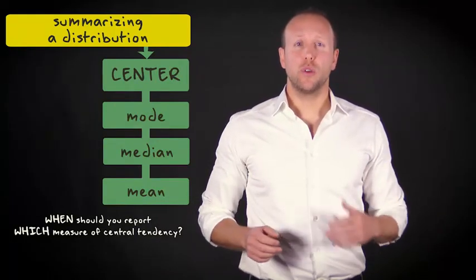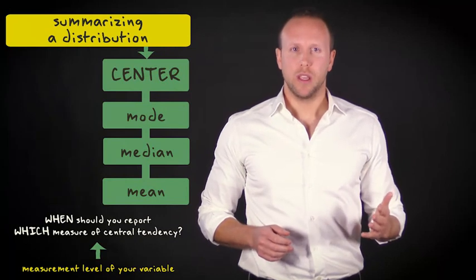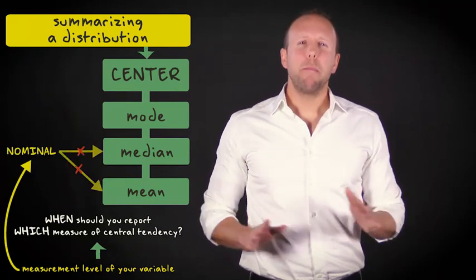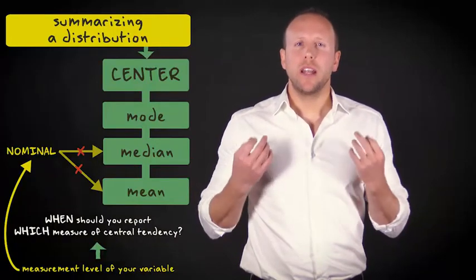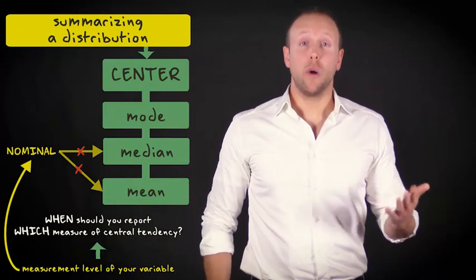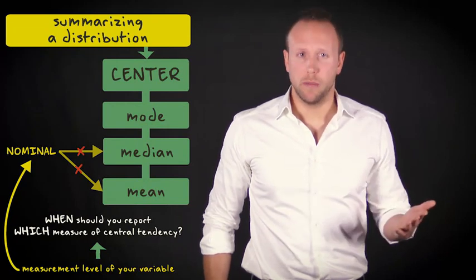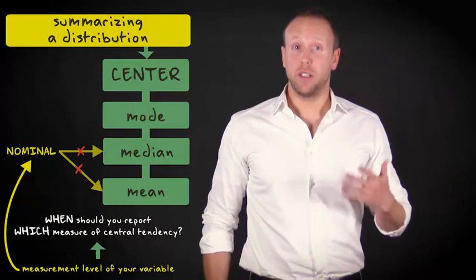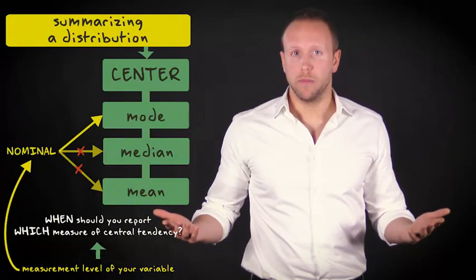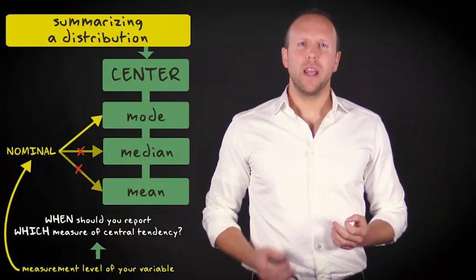That partially depends on the measurement level of your variable. If it's nominal, it is impossible to compute the median or the mean. Think about it. You cannot apply numerical operations on nominal variables, nor can you order them. The only appropriate measure of central tendency when a variable is nominal is the mode. But what to do in case of a quantitative variable?